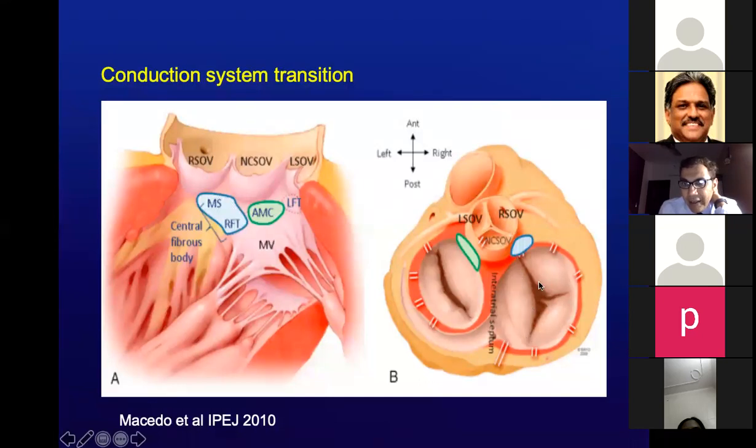See, the anterior leaflet is more anterior. The septal leaflet is right here. And at this junction is where anatomically the bundle of His penetrates to go over towards the left side. And where does it open up? When it goes over to the left side, it opens up between the right sinus of Valsalva and the non-coronary sinus of Valsalva. This is the location where it opens up. You can see this junction right here.